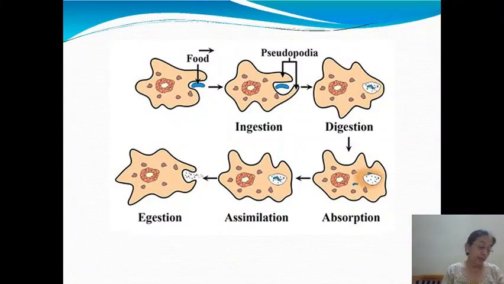What do you mean by digestion? Digestion is the process in which food containing large insoluble molecules is broken down into small water-soluble molecules, and this is done by the digestive enzymes.